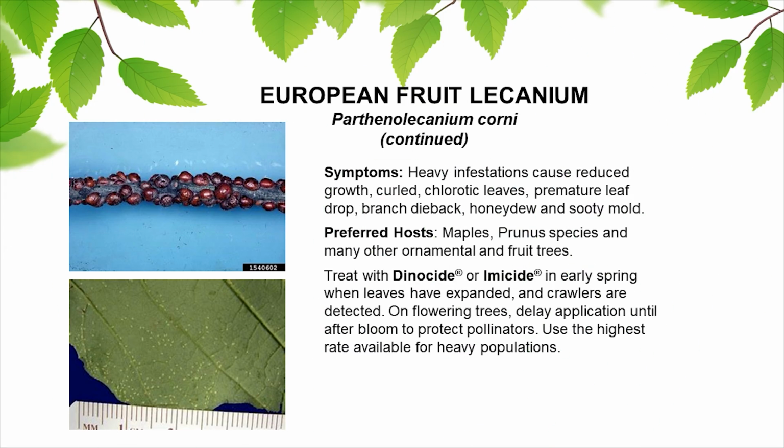Heavy infestations of European fruit lecanium will cause reduced growth, curled chlorotic leaves, premature leaf drop, branch dieback, honeydew, and sooty mold. Preferred hosts include maples, prunus species, and many other ornamental and fruit trees. European fruit lecanium can be managed with dinotefuran or imidacloprid. Treat in early spring when leaves have expanded and crawlers are detected. On flowering trees, delay application until after bloom to protect pollinators. Use the highest rate available for heavy populations.